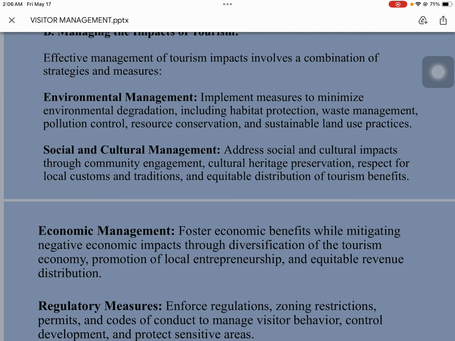So how about the social and cultural management? Address social and cultural impacts through community engagement, cultural heritage preservation, respect for local customs and traditions, and equitable distribution of tourism benefits. So, meaning to say, we need to make sure that when we do things like tourism or development, we involve the community to protect their traditions and history and make sure everyone benefits fairly.